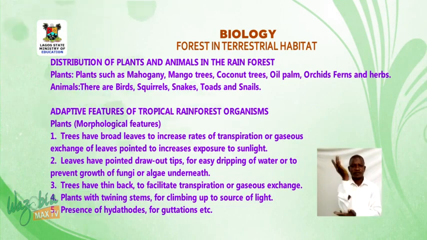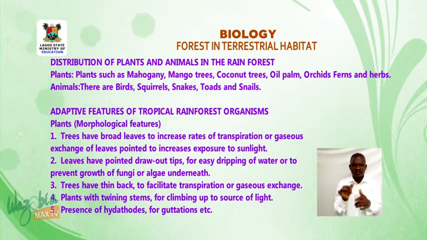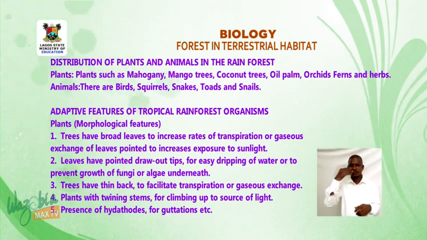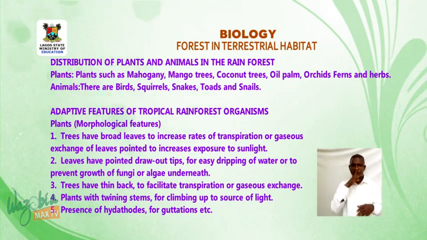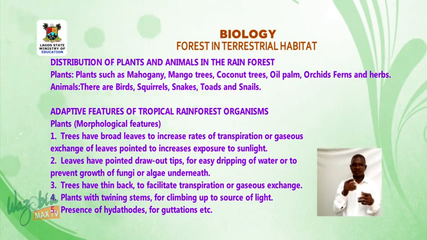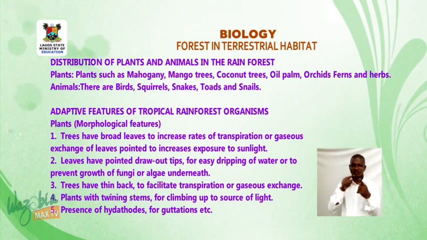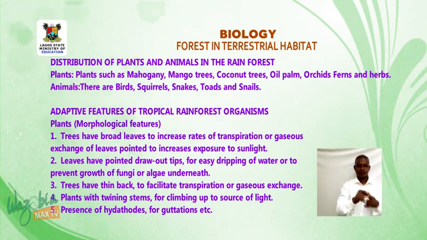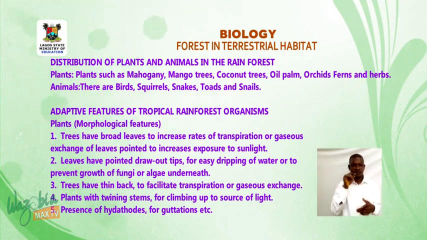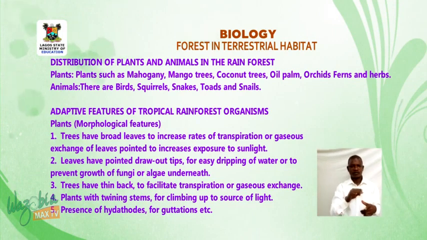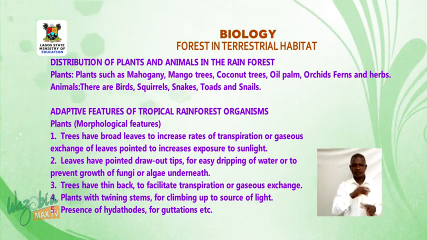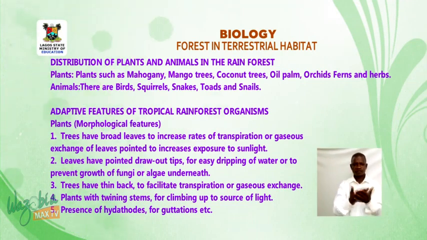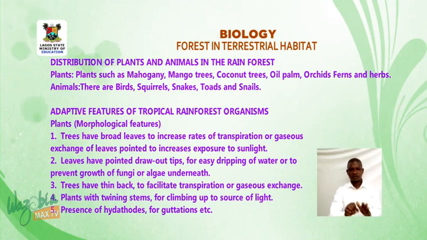4. Plants with twining stems for climbing up to a source of light. You see the plants that are called epiphytes have twining stems so that they can climb up to a source of light. Then 5. Presence of hydathodes for guttation and so on.